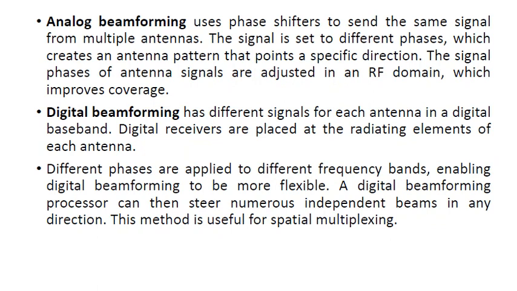Digital beamforming has different signals for each antenna in a digital baseband. Digital receivers are placed at the radiating elements of each antenna. Different phases are applied to different frequency bands, enabling digital beamforming to be more flexible. A digital beamforming processor can then steer numerous independent beams in any direction. This method is useful for spatial multiplexing.